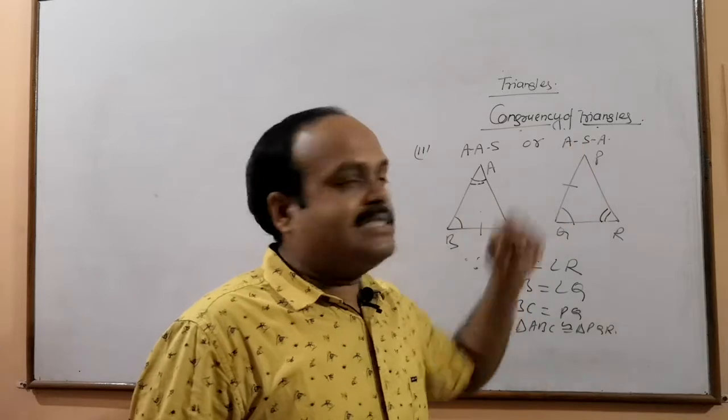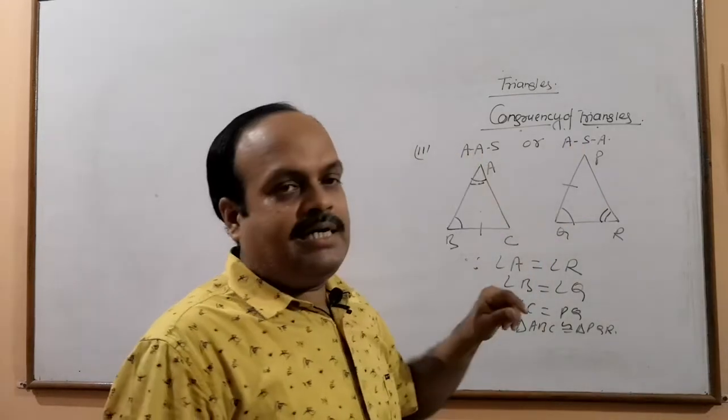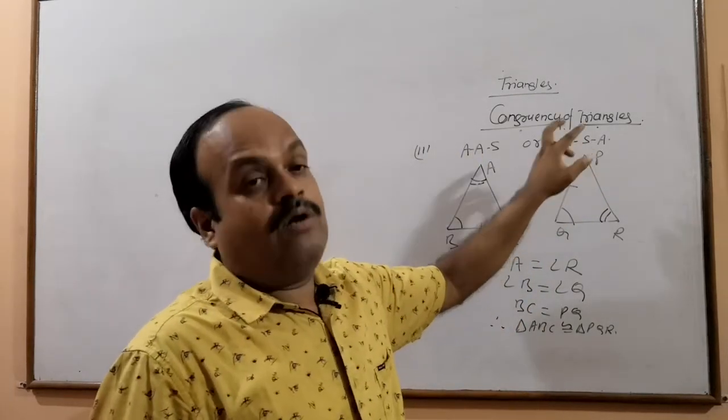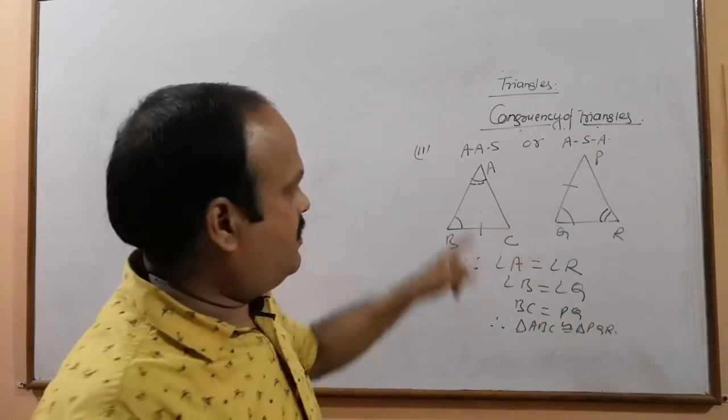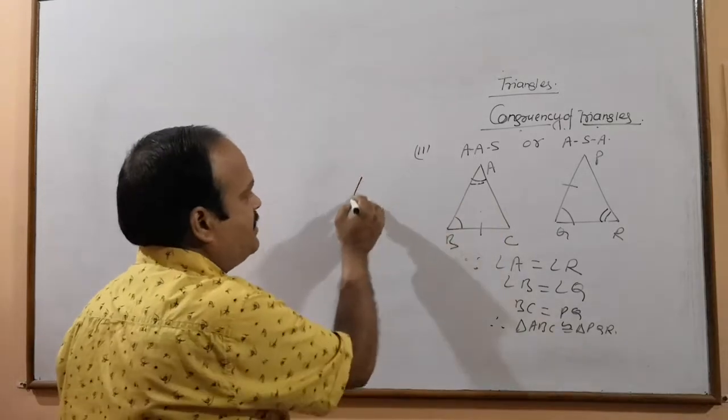Now what is ASA? This also has two angles and one side, just as this has two angles and one side, but this is different. How is this different? The side is in between the angles. So here I draw another diagram to make it more clear.